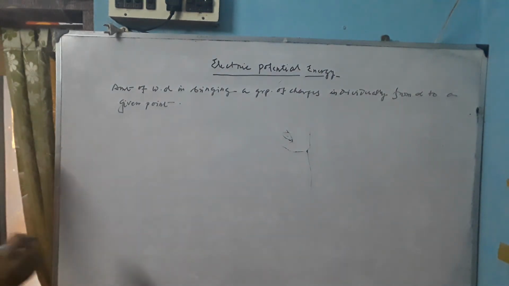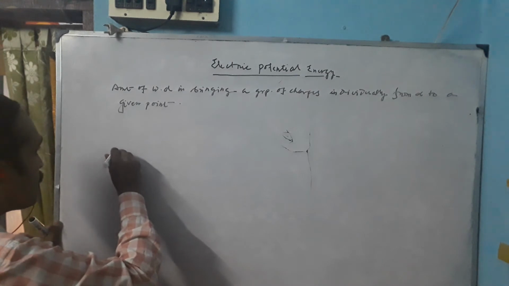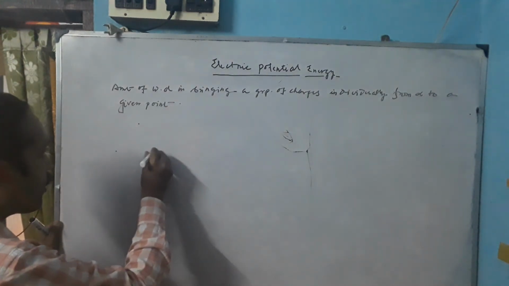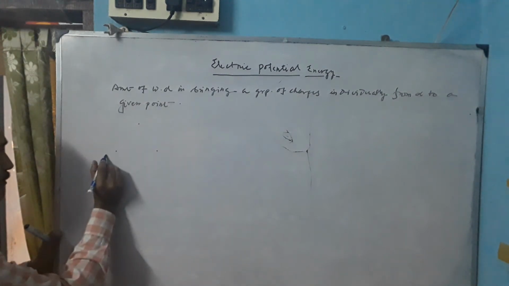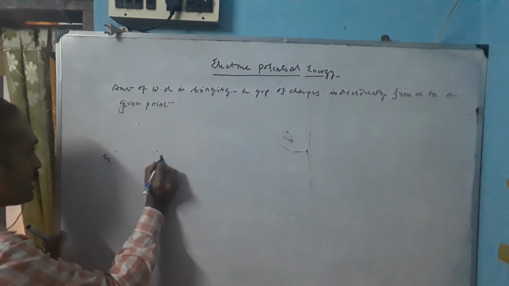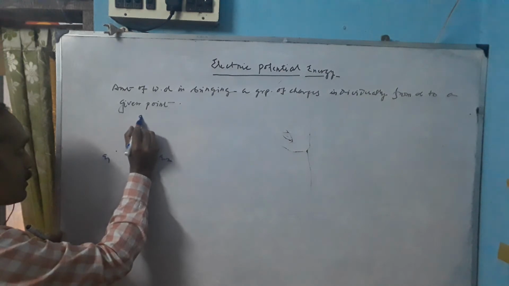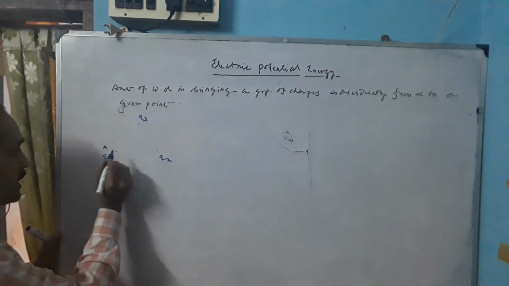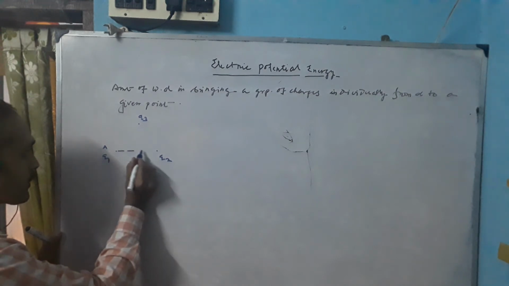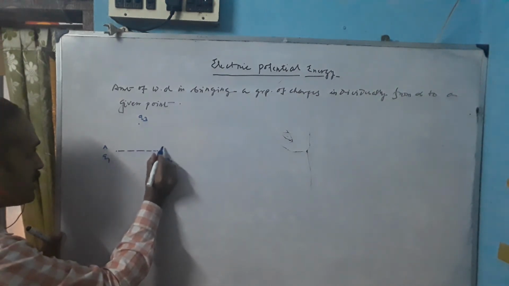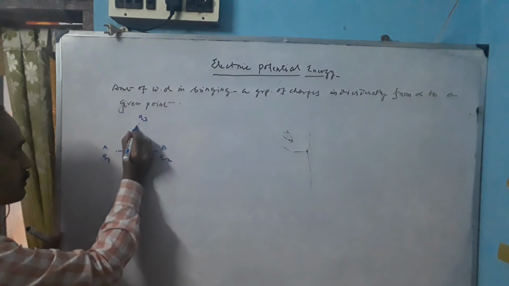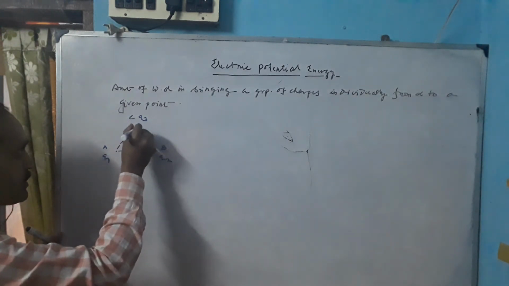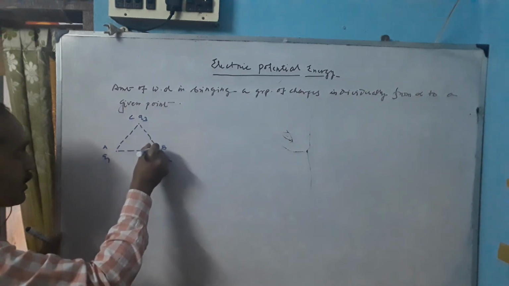Let us consider that I need to form this system which says that at A I need to bring Q1, at B I need to bring Q2, and at C I need to bring Q3.